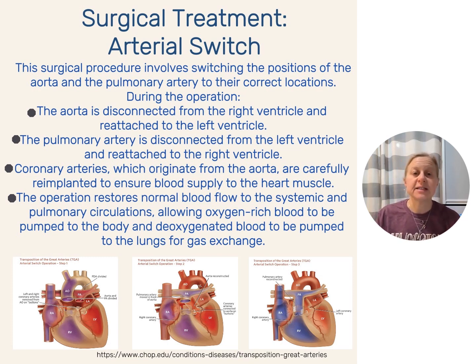So the aorta is disconnected from the right ventricle and attached to the left ventricle. The pulmonary artery is disconnected from the left ventricle and reattached to the right ventricle. We get our coronary arteries back in where they should go. And then we have normal blood flow to the systemic and pulmonary circulations.